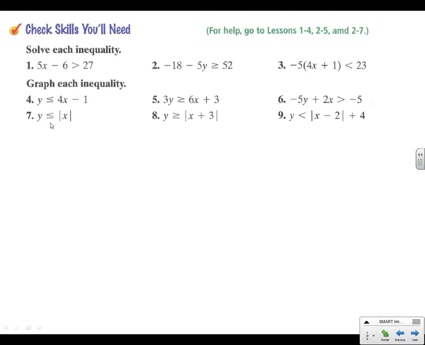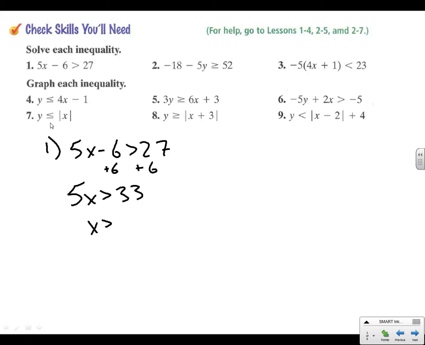Okay, let me put up 1. If you did 1 correctly, 5x minus 6 is greater than 27. We would add 6, and we would say 5x is greater than, let's see, what do we got here? 33. And so x is greater than 33 over 5. And it didn't say to graph it, so we're going to leave it just like that.